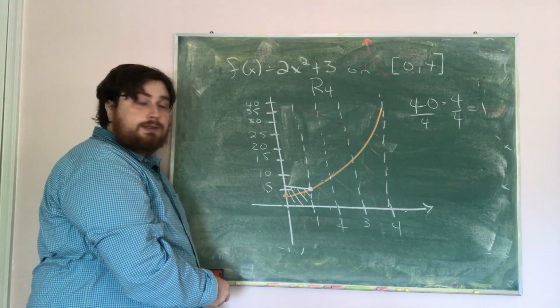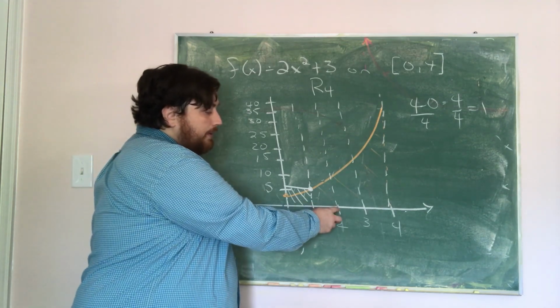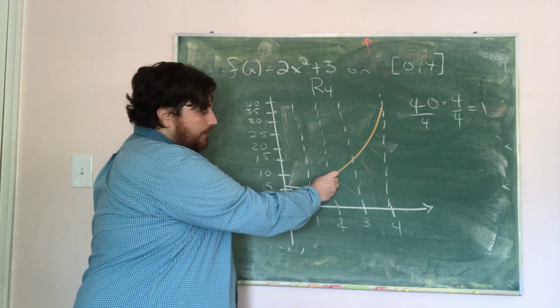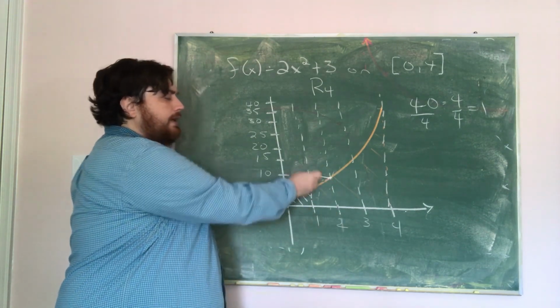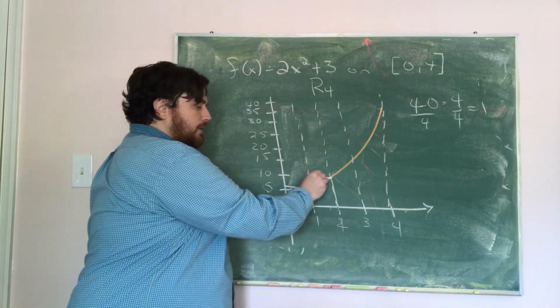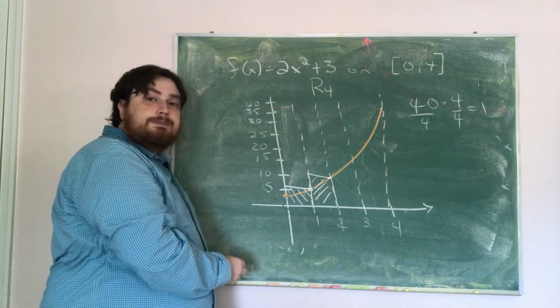To find the height of my second rectangle, I'm going to plug in the right endpoint. From 1 to 2, the right endpoint is 2. I plug 2 into the function. This is my height on that subinterval. So now I can draw this rectangle, which is going to look like that.